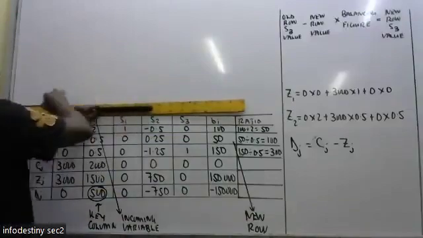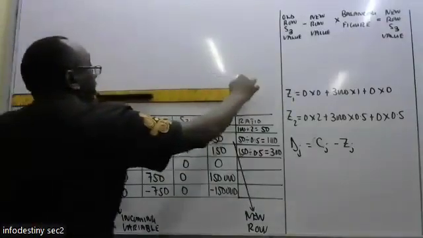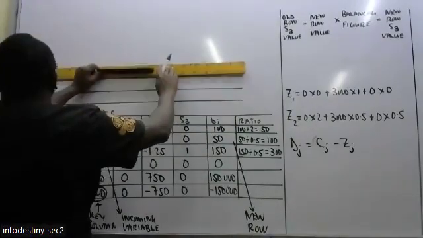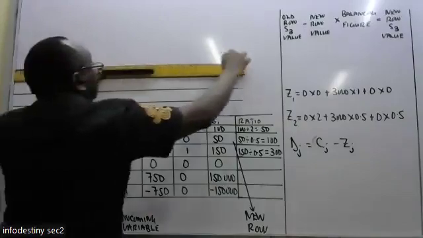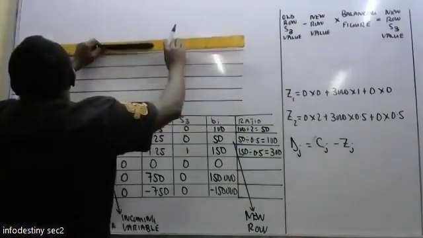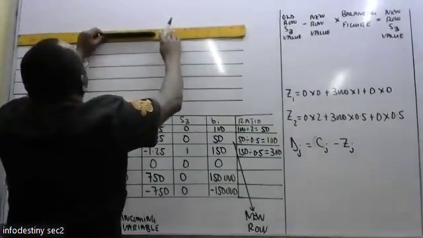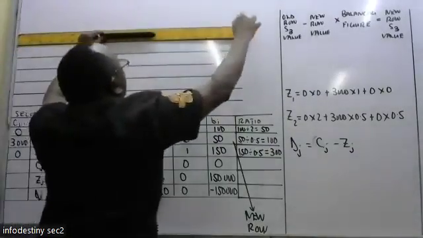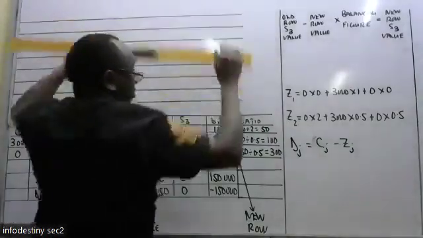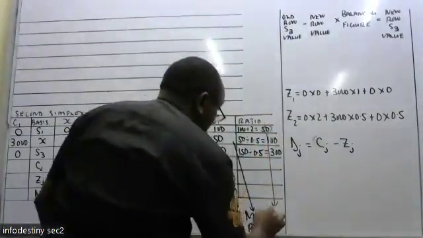Once you have put 300, you say you go for which one? Among those three, which do you take? Why? It is the lowest. Good. If it is the lowest, you circle that, and that row will be called who? It will be called key row. So this is now the key row.